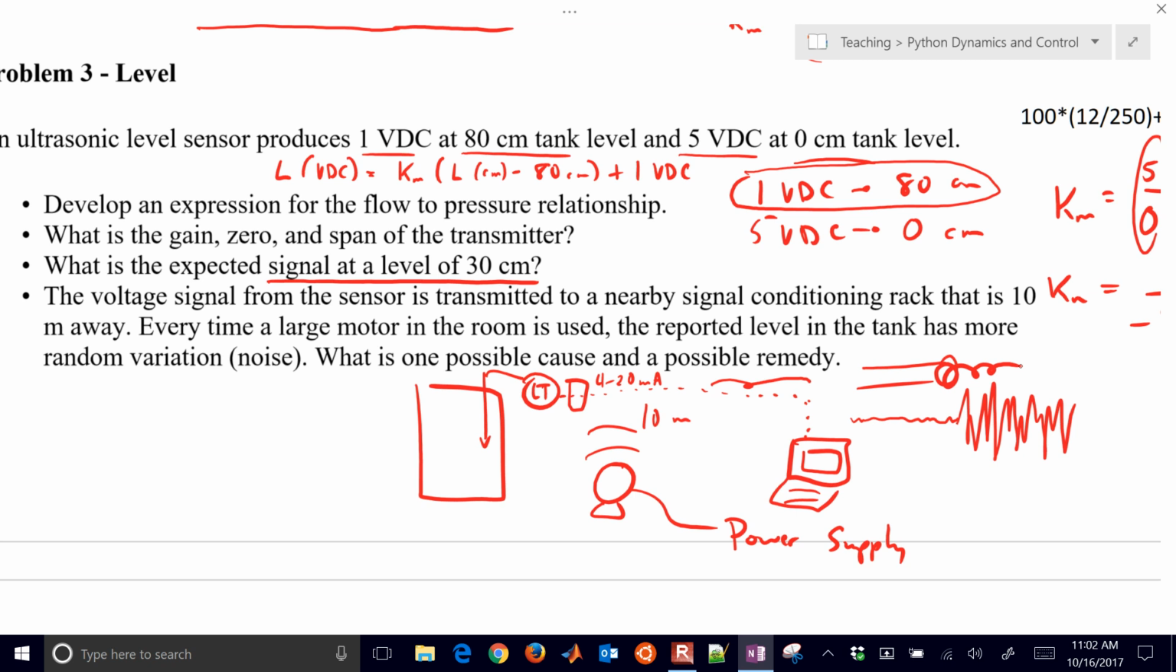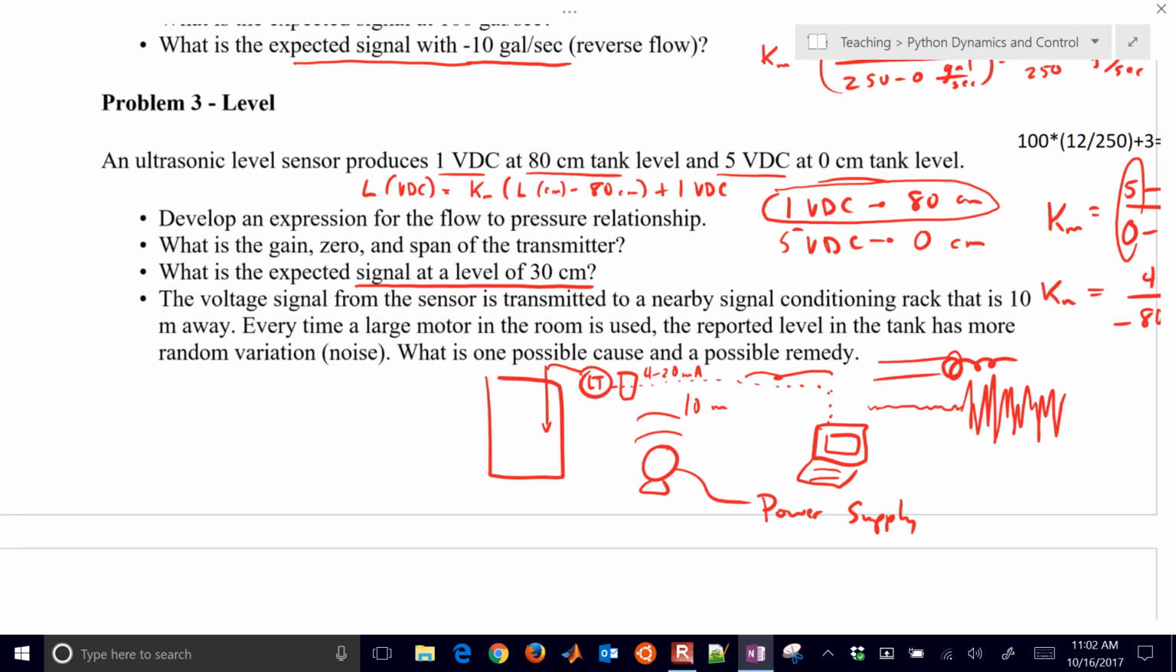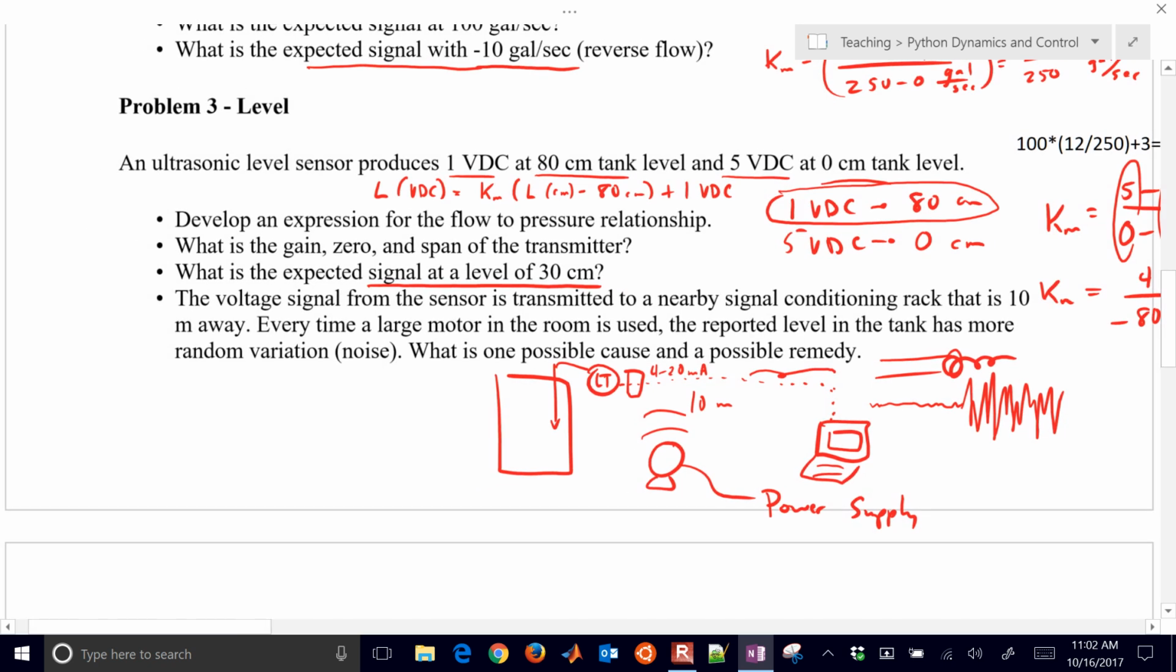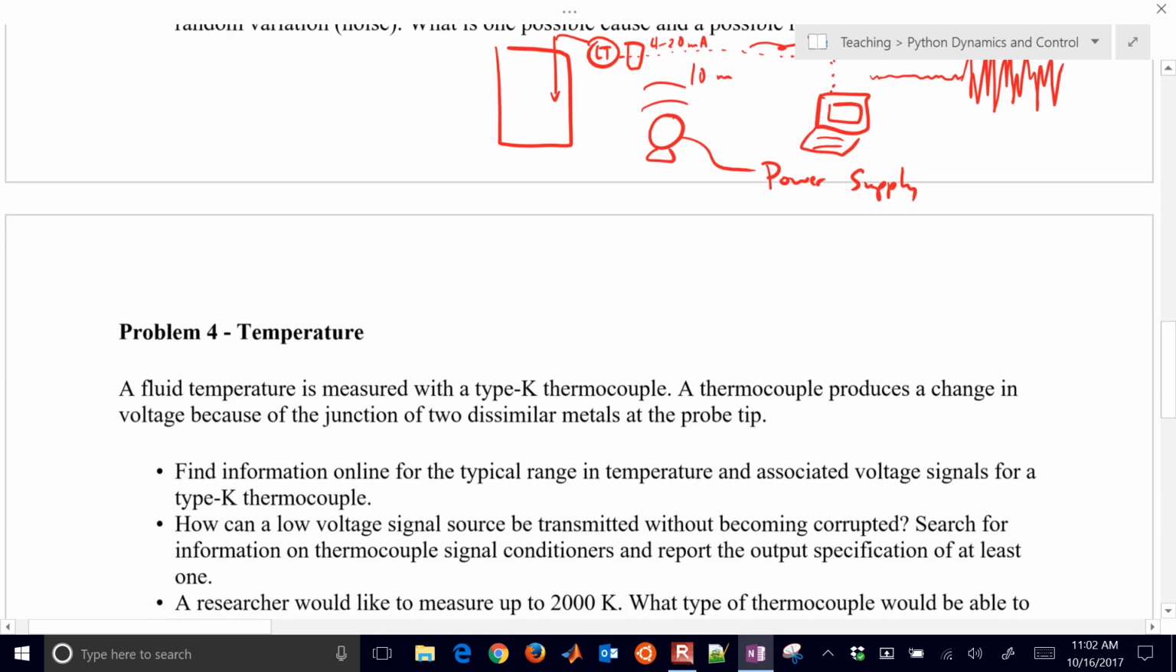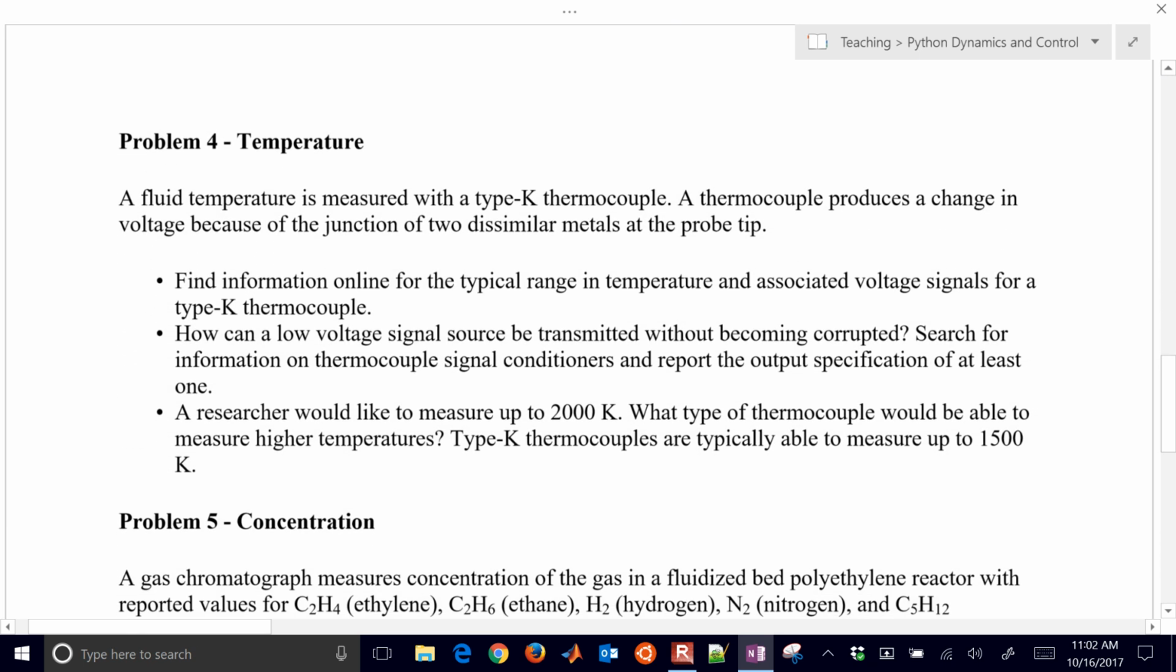Okay, so those are just some things to be concerned about with signals being transmitted and random variations being caused by other equipment in the room or other signals. Okay, and here we have temperature.